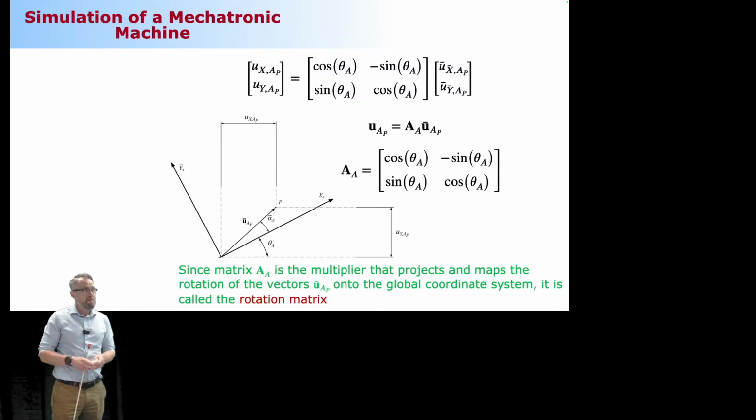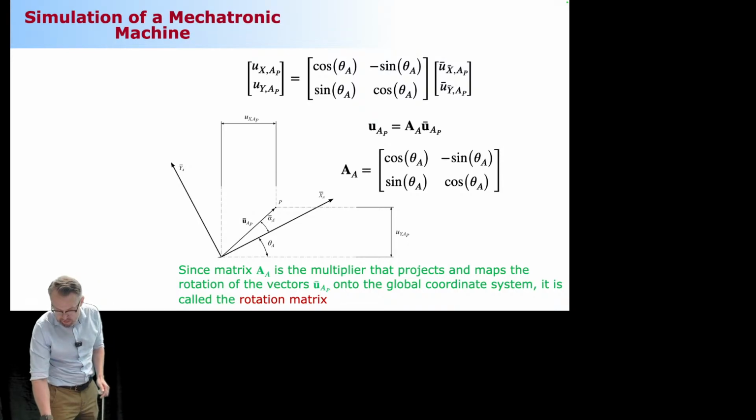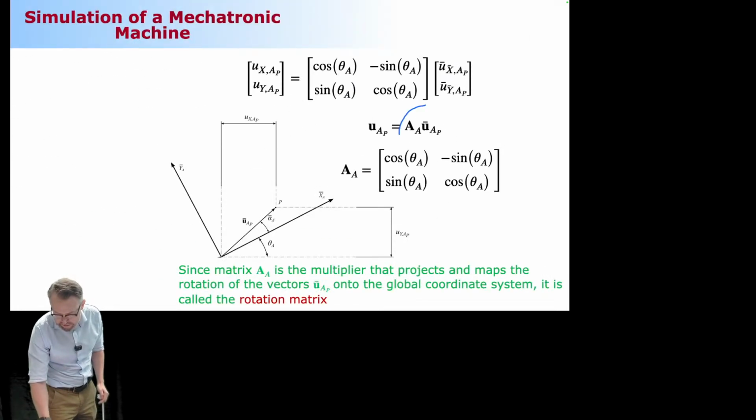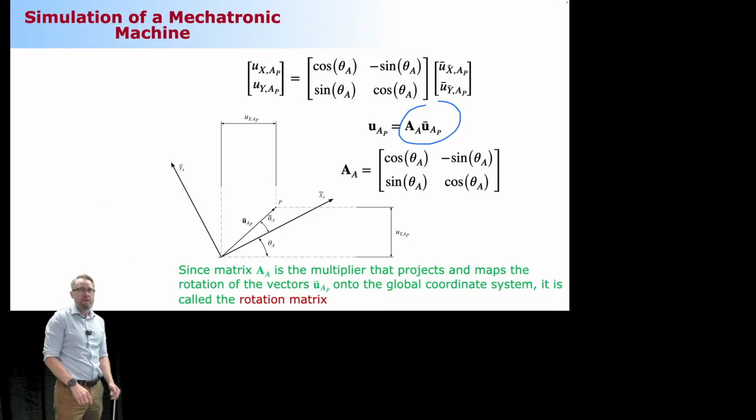Now, the last final step to take is that I need to combine this representation with something we introduced earlier. Earlier, we introduced a vector that starts from the origin of the global coordinate system and ends at the origin of the body reference coordinate system.